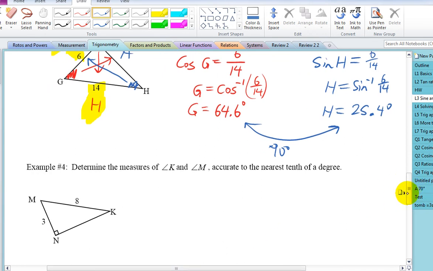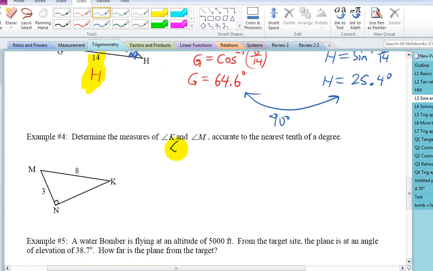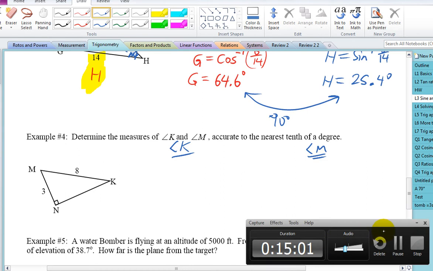This time I want you to do it on your own. Find angle K first, then find angle M. Go for it.